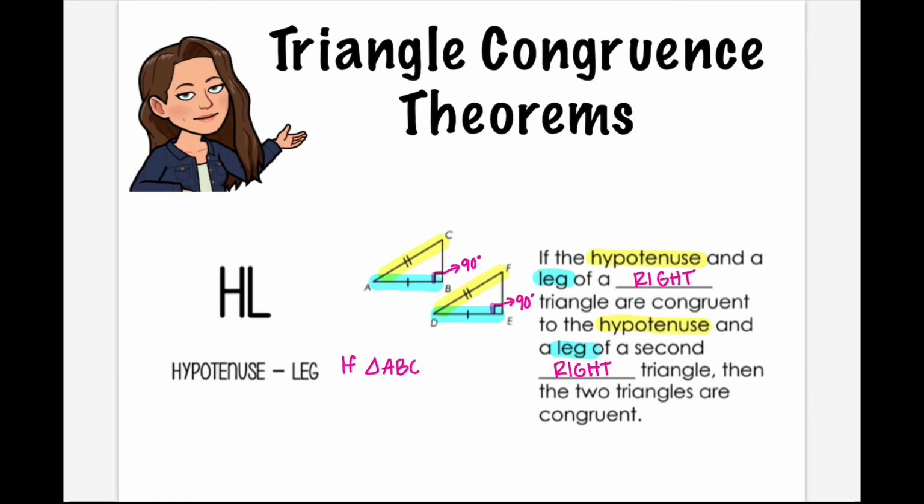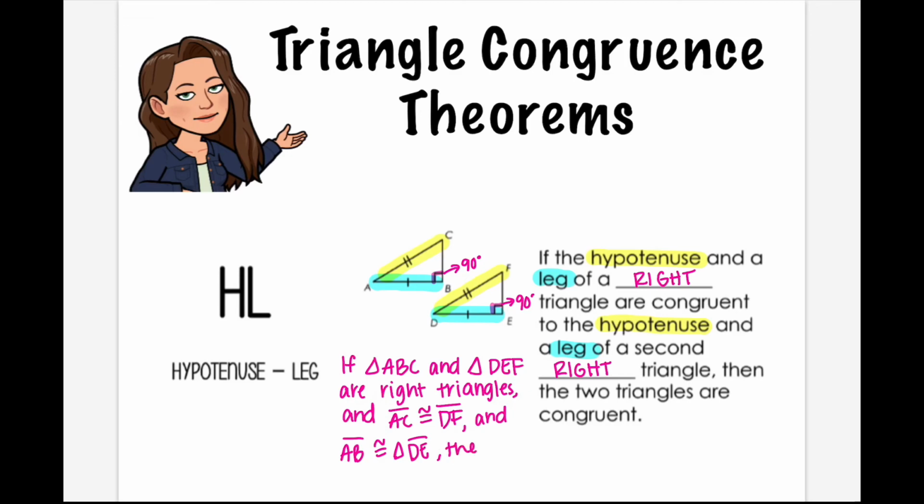For this congruent statement, we would have: if triangle ABC and triangle DEF are right triangles, and side AC is congruent to side DF, and side AB is congruent to side DE, then triangle ABC is congruent to triangle DEF.